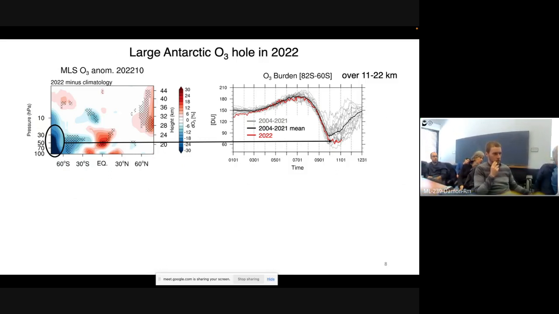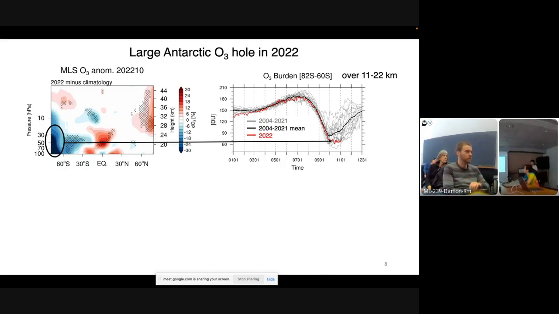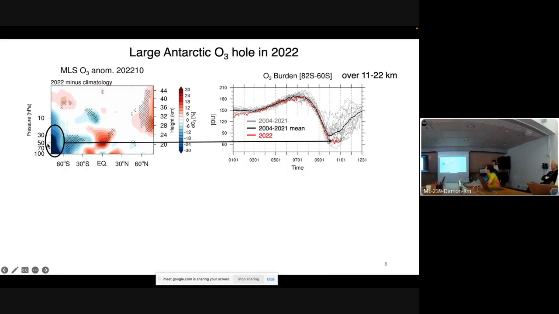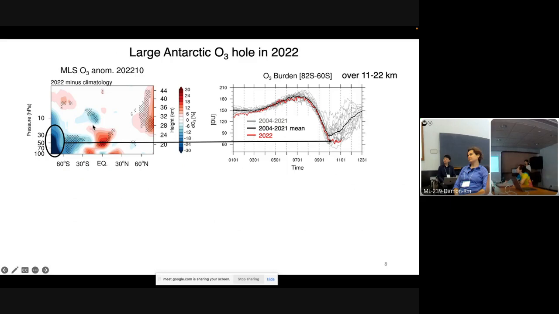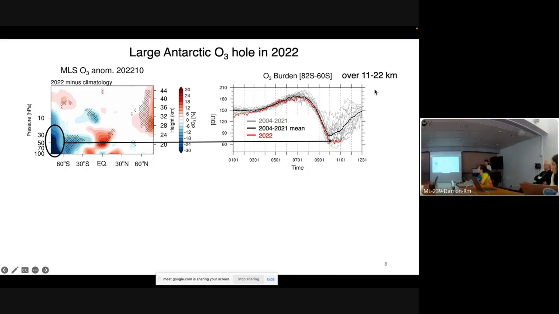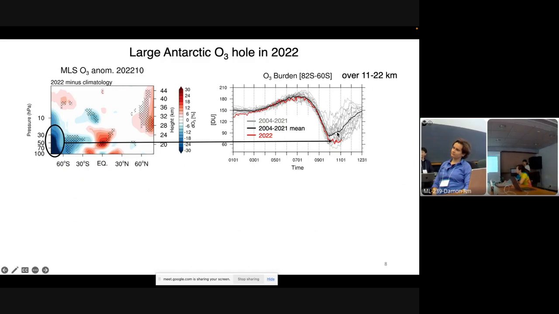Okay, so in addition to this big ozone reduction in the mid-latitude, we also ended up with a large ozone hole last year. Right here, you are looking at the ozone anomaly in the spring seasons. On the left, you see a big ozone loss associated with the Antarctic ozone hole. On the right, I'm showing you the stratospheric ozone burden over the Antarctic region. Again, black is the climatology, red is the data for 2022. You see that there is a loss of about 15 Dobson units following the Tonga volcanic eruption.